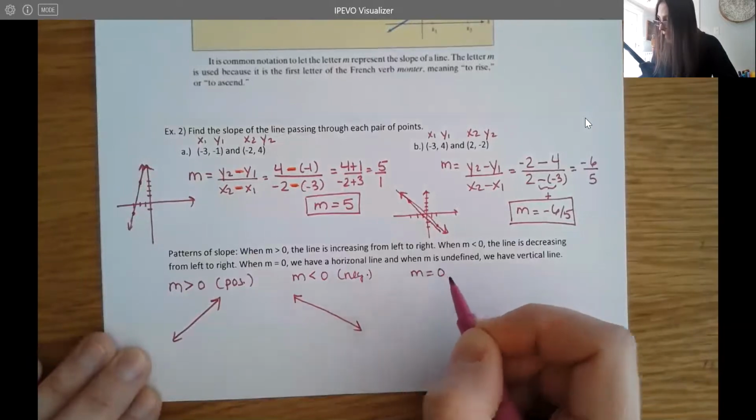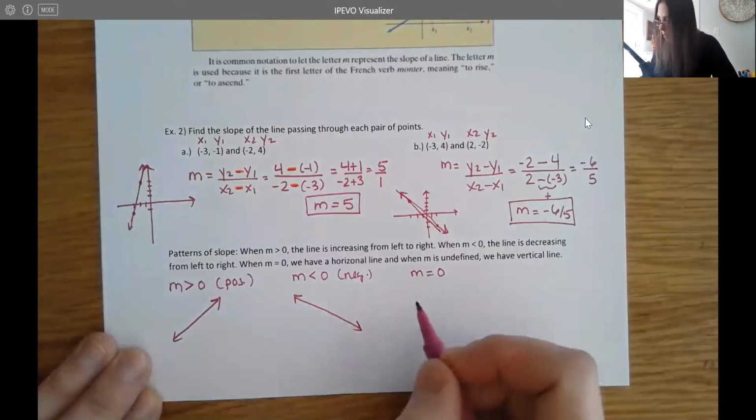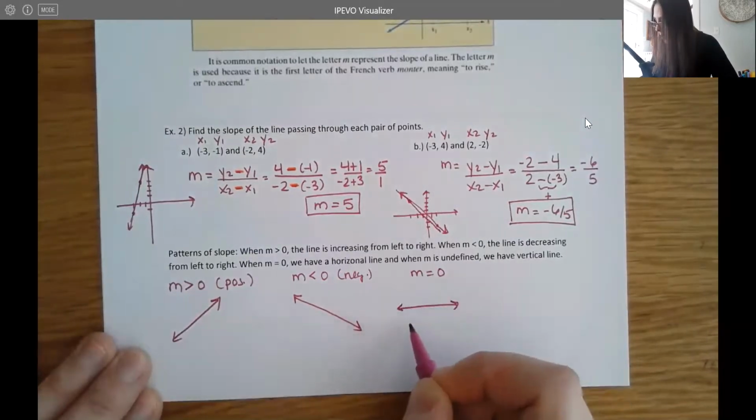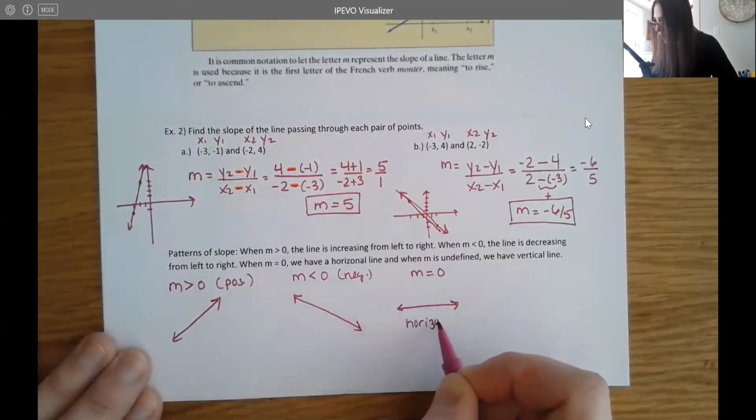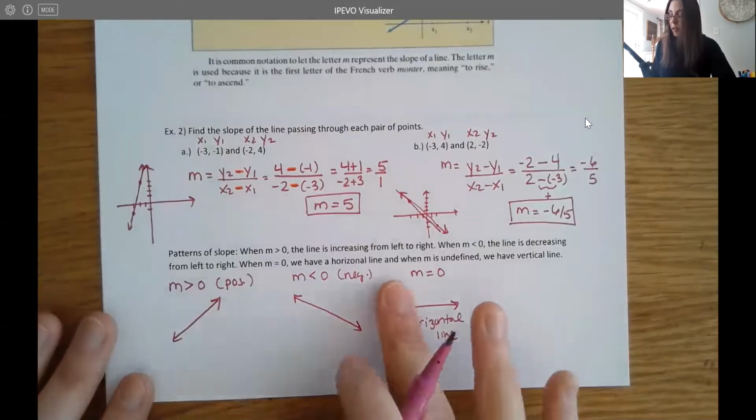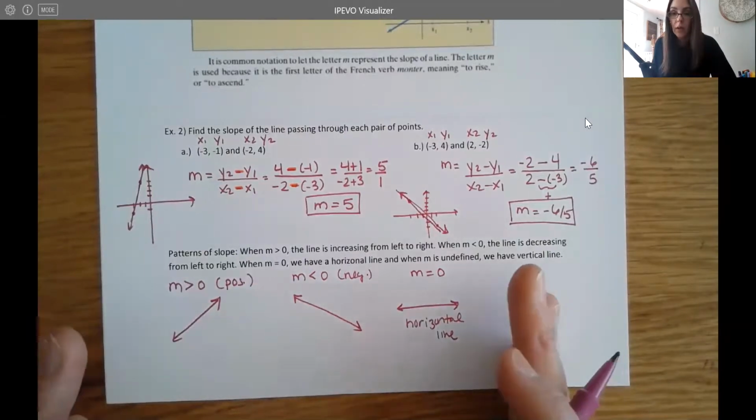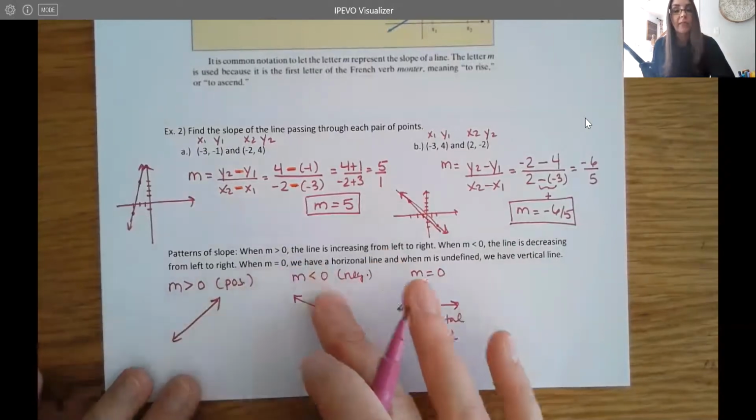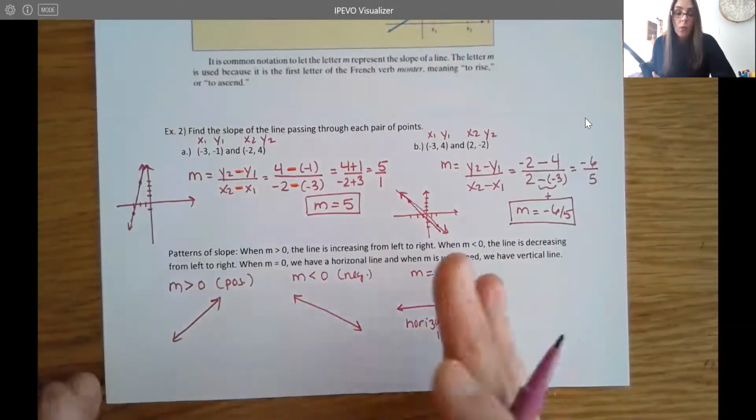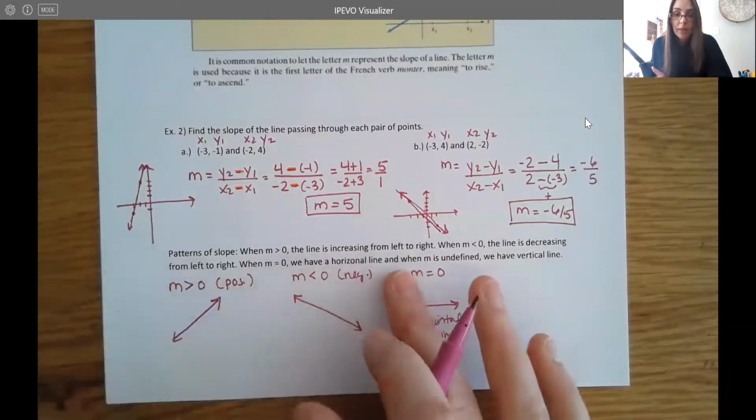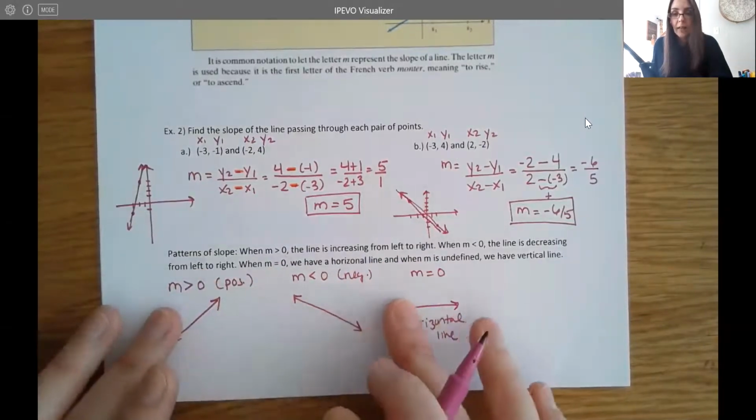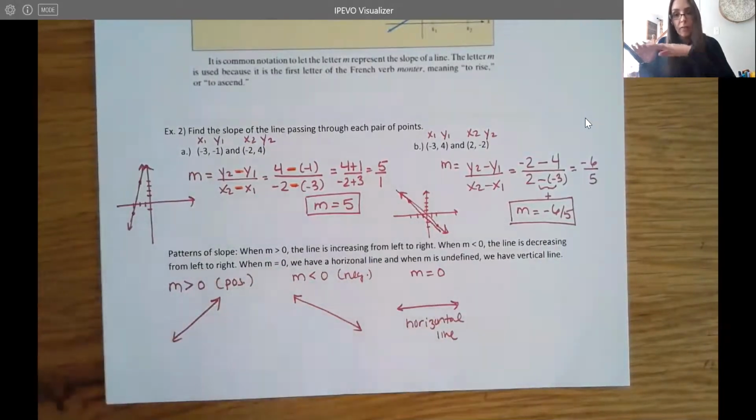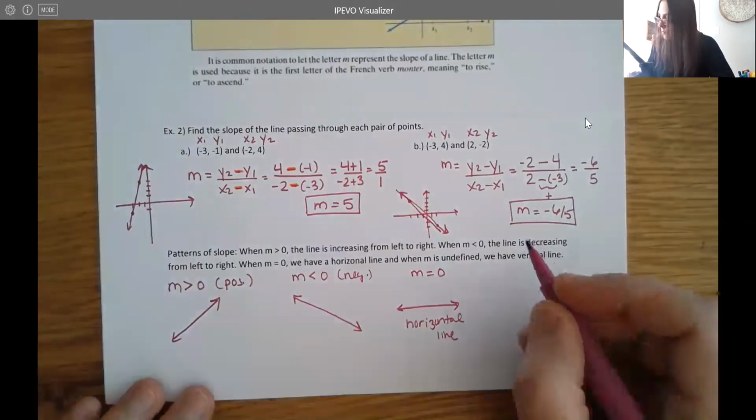If your slope is equal to 0, then you actually have a horizontal line. Which kind of makes sense, right? Because it's not that there's no slope, but the slope is 0. If the slope was positive, it would have to be going up. If the slope was negative, it'd have to be going down. So what's in between positive and negative? Well, 0. So you can see that it has to be flat then. It can't go up and it can't go down. So it's that perfect flat horizontal line.